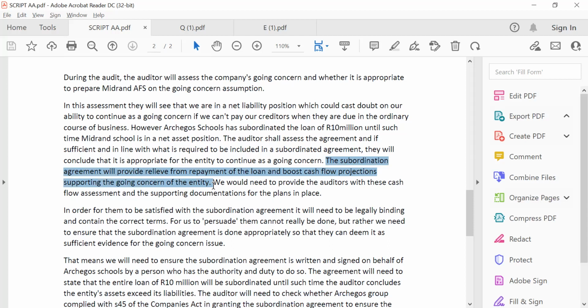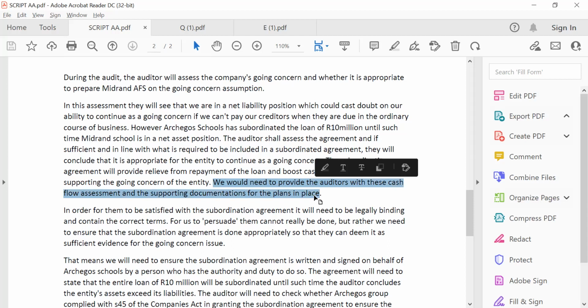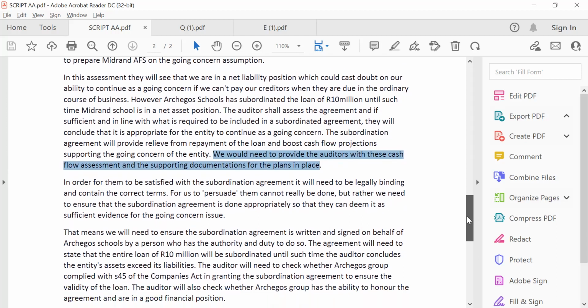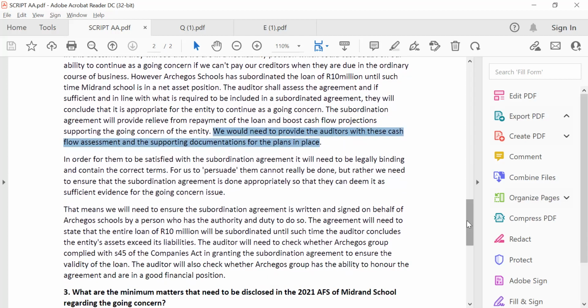So in essence, they're actually identifying the impact of the subordination agreement and the kind of evidence that would need to be provided. So what is the evidence here? The candidate says we would need to provide the auditors with these cash flow projections and the supporting documentation that is in place. So for question 2, the candidate has demonstrated understanding of the subordination agreement and the impact it has on the going concern status. They've also identified at least one additional piece of evidence that would be needed to persuade the auditors. Okay, so they've answered question 2.